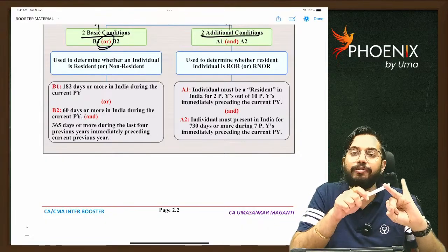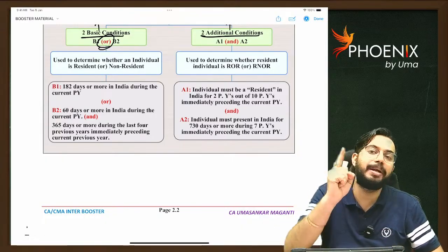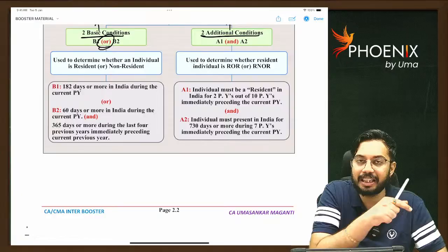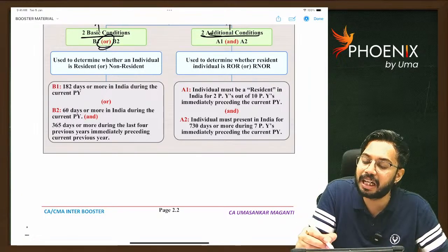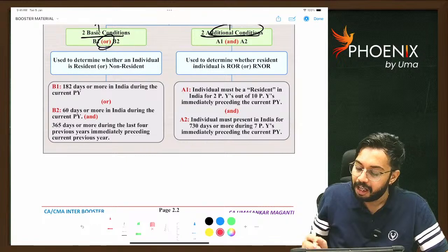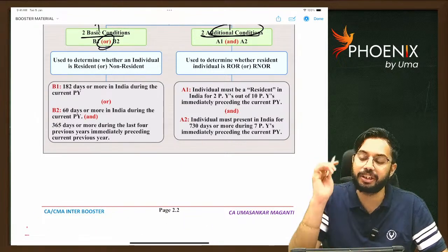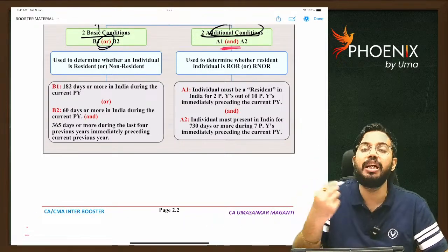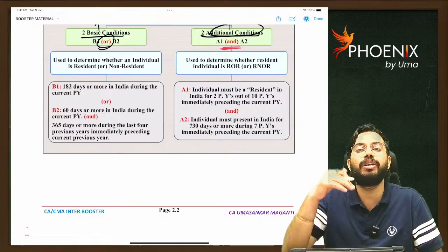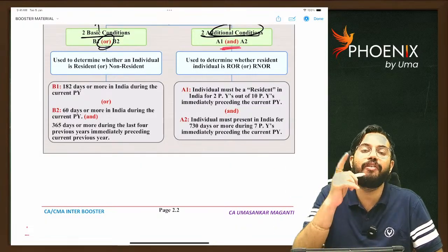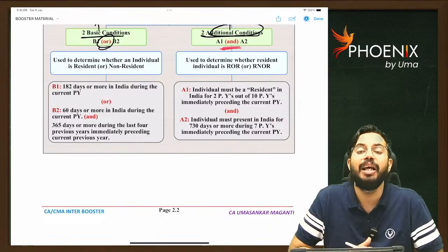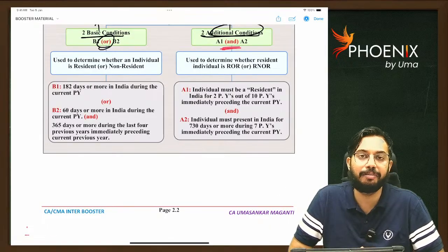Once out of these two basic conditions, one basic condition is satisfied, he is resident in India, right? Once he becomes resident in India, then we will check additional conditions. What is the conjunction? The conjunction is AND. If both additional conditions are satisfied, he becomes ROR. If any one of the additional conditions is not satisfied, he becomes RNOR. Are you able to understand?